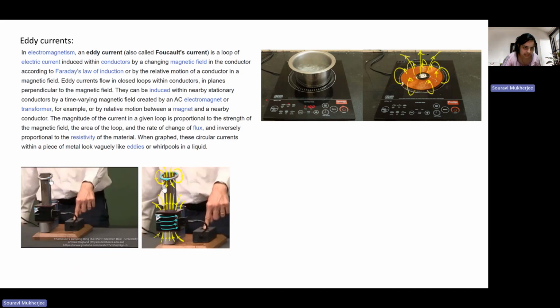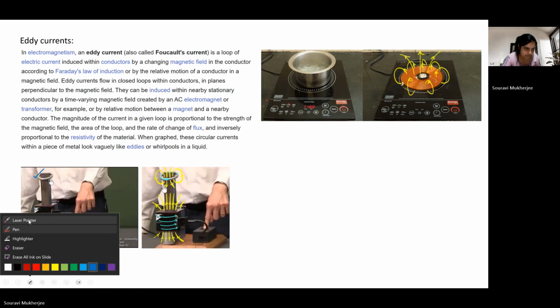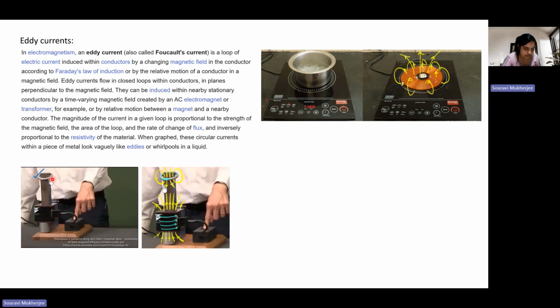Because of the changing magnetic field, the flux linked to this circular ring will change. And then a current is induced in the ring. So now this behaves as a magnet in itself. It results in a magnetic field around itself, because you have a current flowing through this, and that current results in a net magnetic field.